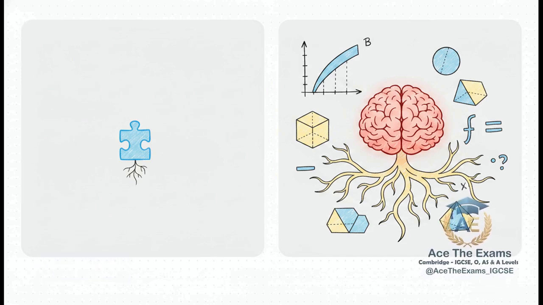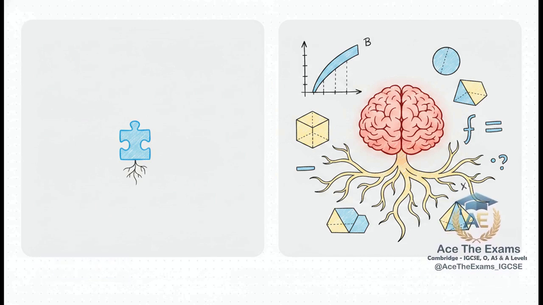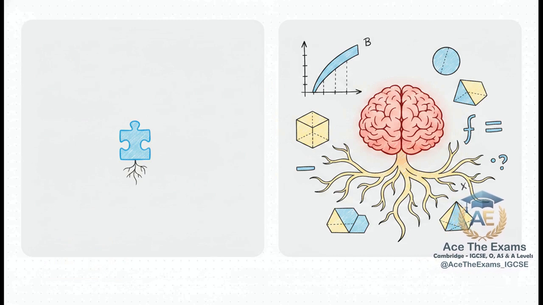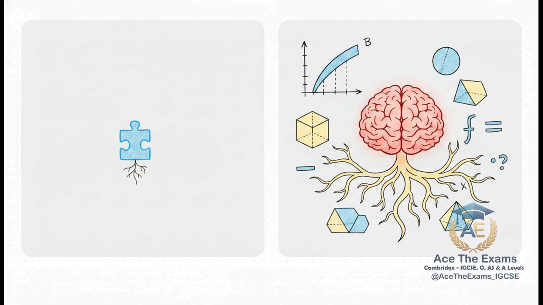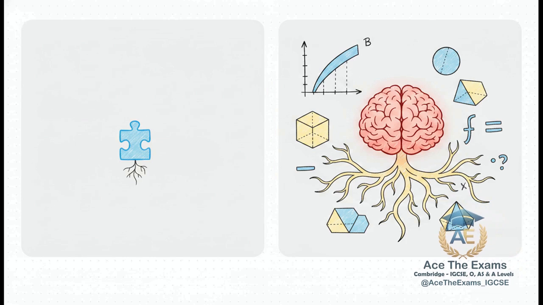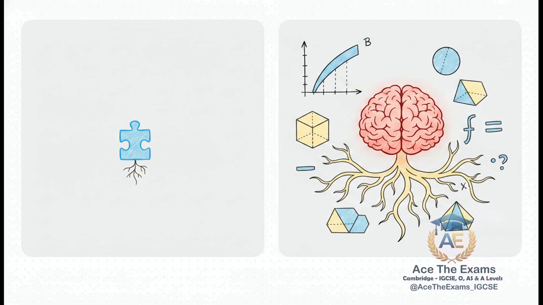On one side, we have superficial breadth. That's Alex's approach. Alex knows the basic trapezium rule formula, half the width of the strip multiplied by the sum of the first and last ordinates plus twice the rest. Great. But Alex treats this as an isolated, standalone fact. Now look at the analytical depth side.